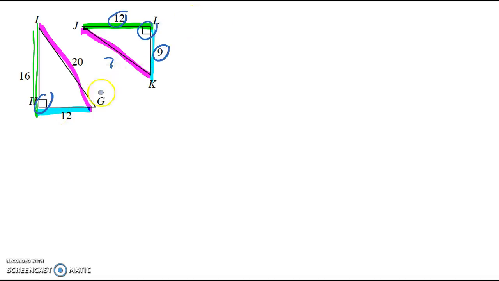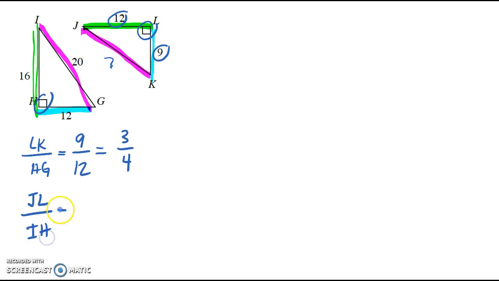So here's how we're going to check that. We're going to say LK corresponds to HG, as we already highlighted. LK is 9, HG is 12, and if I reduce that, that looks like it's in a 3:4 ratio. Now I'm going to check the other side, which is JL corresponds with IH. That looks like a 12:16 ratio, which is a 3:4 ratio when we reduce that. So you can see those ratios are the same for the sides. We've got a pair of congruent angles in between, so then we can say side, angle, side similarity.